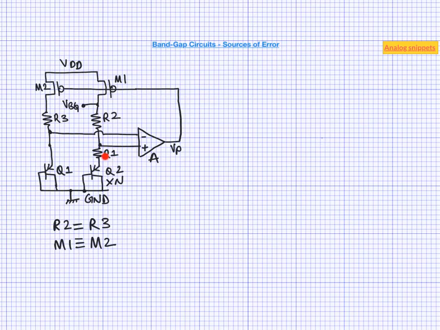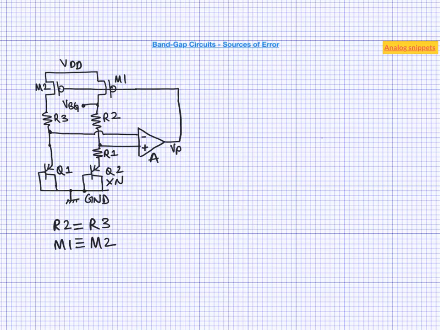So we have replaced the diodes by vertical PNP transistors which are ratioed. And here we are assuming that these two branches carry nominally the same current. This amplifier makes sure that the voltage at these two nodes are equal. So basically we have delta VBE across this R1.